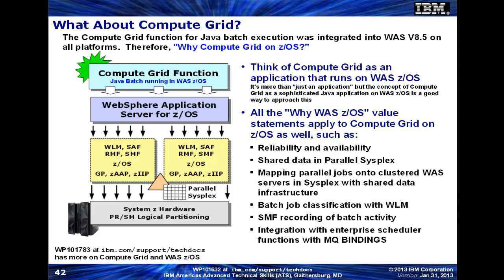WLM classification of submitted batch jobs, the extension of the SMF 120 subtype 9 record to include batch job information, and a means of integrating Compute Grid with enterprise scheduler functions such as the IBM Tivoli Workload Scheduler. All these things are detailed in the WP101532 tech doc at IBM.com support tech docs.